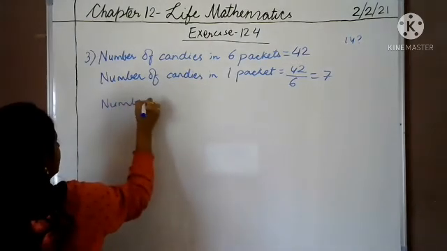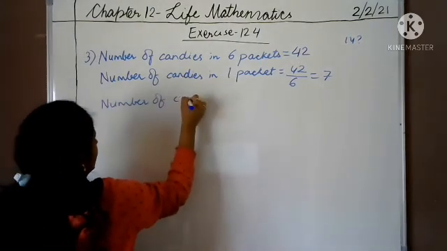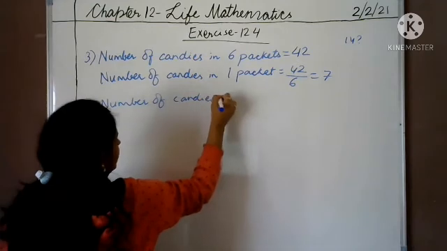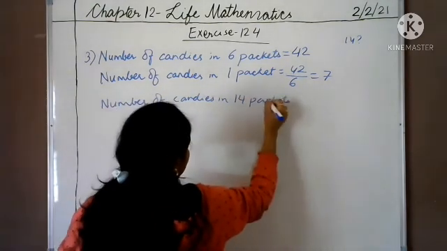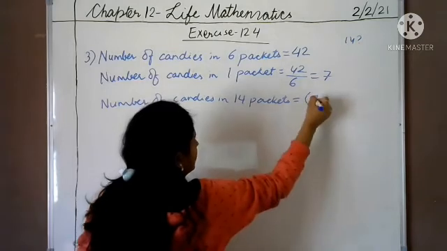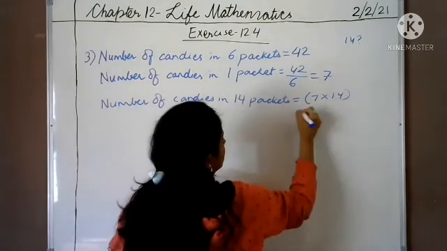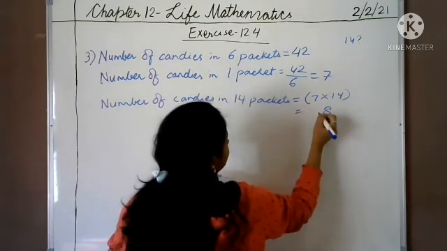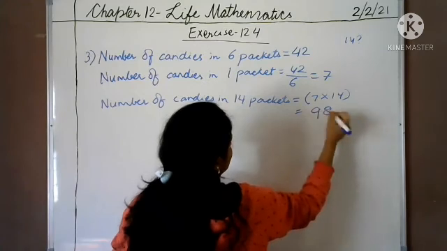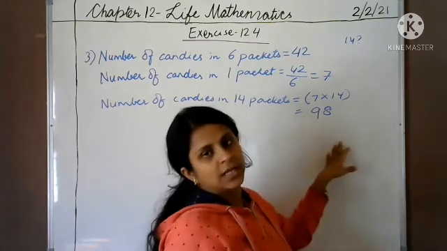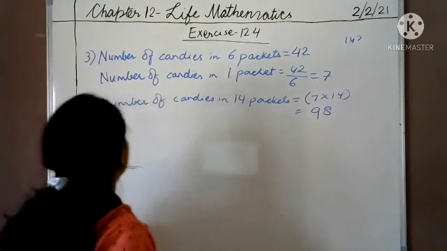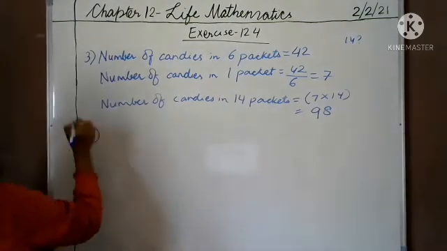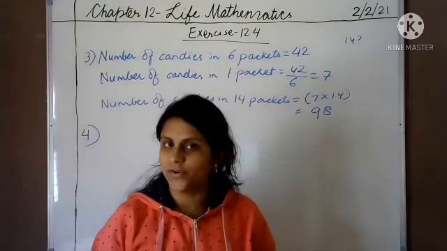Similarly, number of candies in 14 packets. So what you have to do? 7 multiplied by 14, which is equal to 98, right? So there are 98 candies in 14 packets. Now let's discuss question number 4.